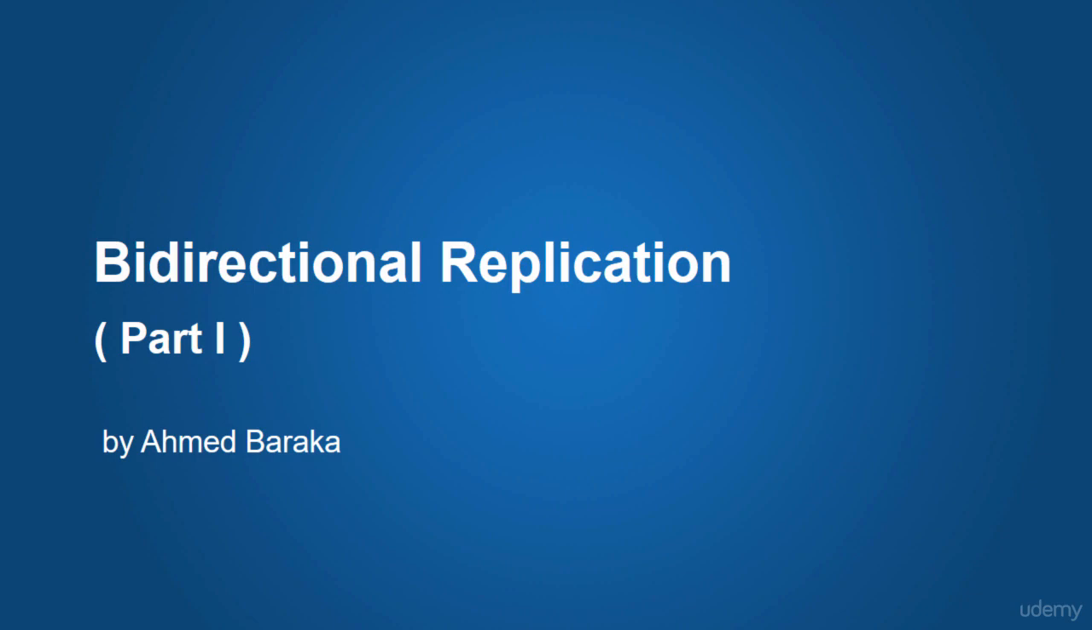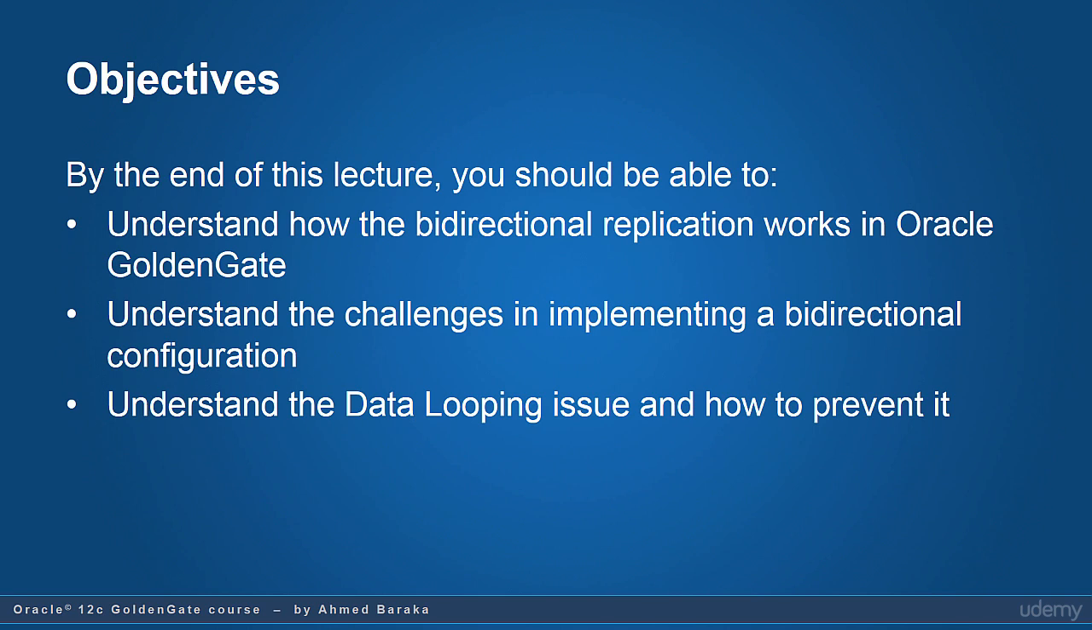Hi everybody. In this lecture, I'm going to talk about how to set up a bidirectional replication in Oracle GoldenGate, Part 1. By the end of this lecture, you should be able to understand how the bidirectional replication works in Oracle GoldenGate, understand the challenges in implementing a bidirectional configuration, and finally understand the data looping issue and how to prevent it.